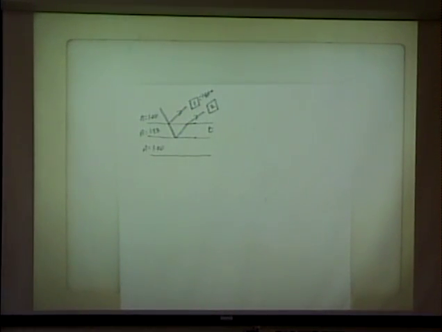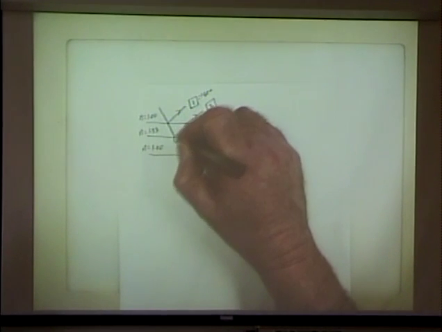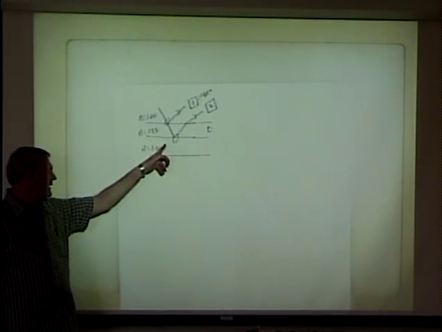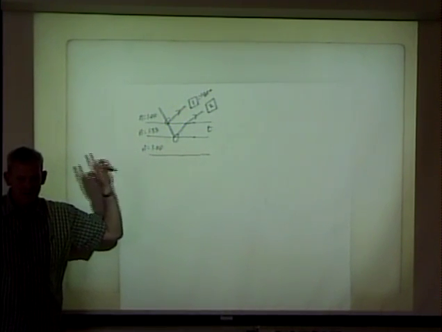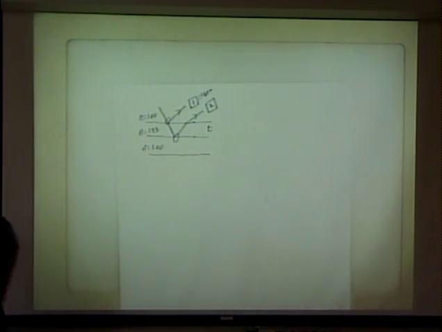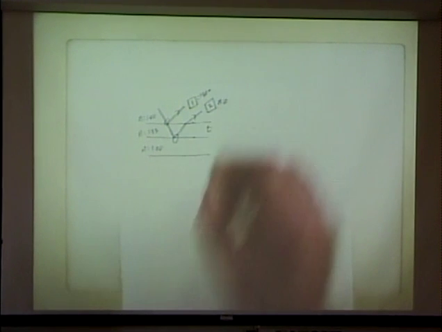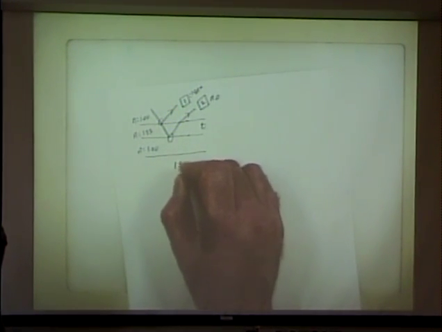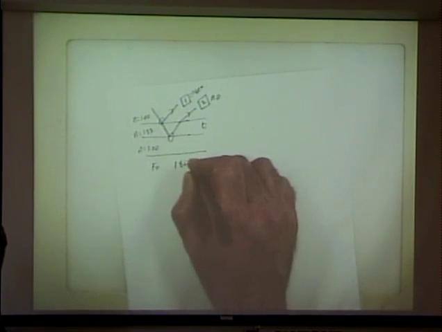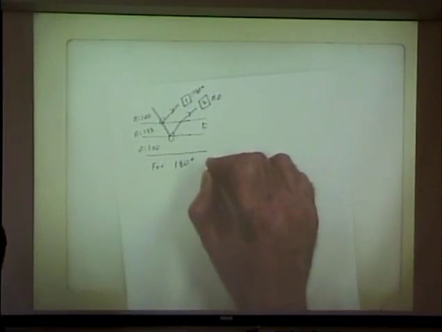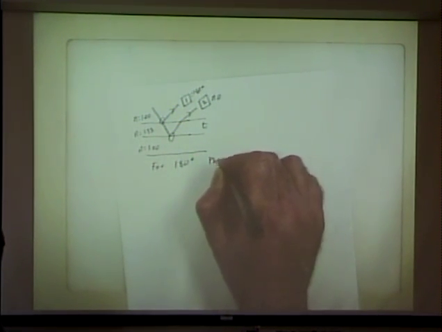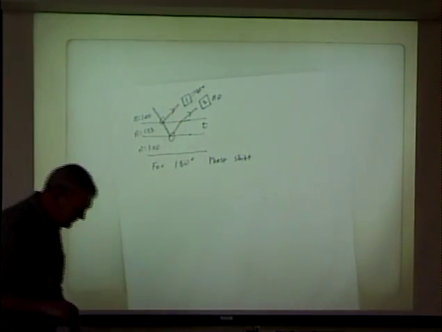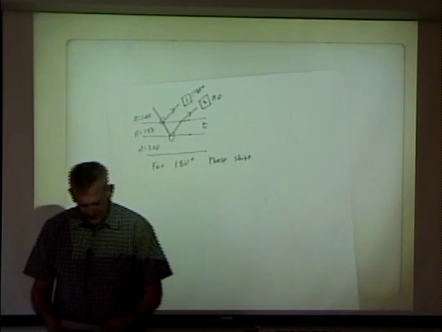What about at this boundary? So we look at these two boundaries. What about this boundary from here to here? Is there a phase shift? No. Okay, no. So here's the rule. For a 180 phase shift, here's your two things. Here are your two formulas.